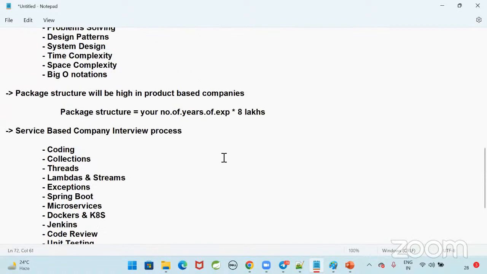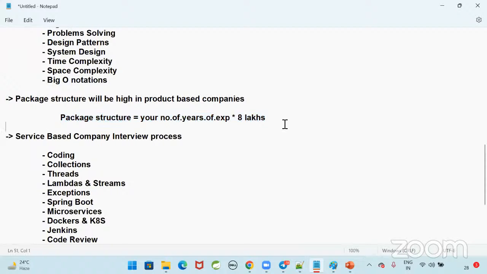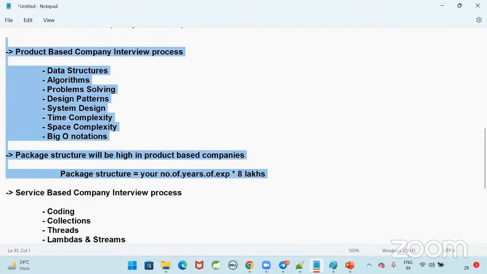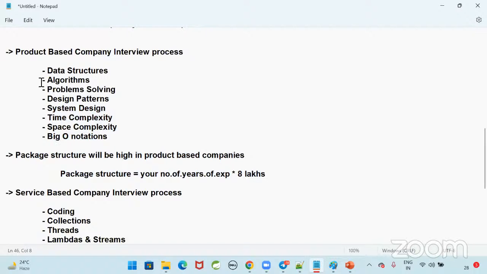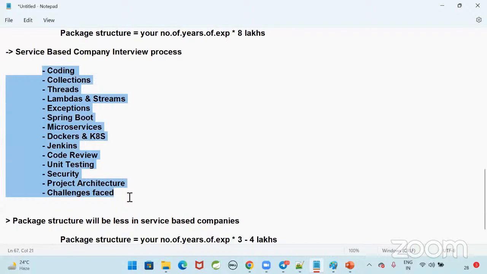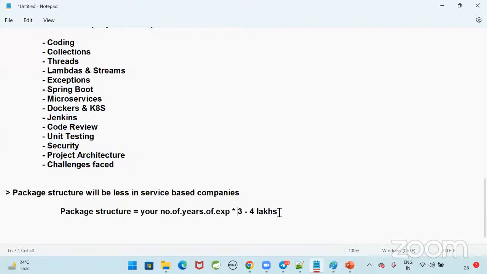But if you go for a product-based company with 3 years of experience, up to 20 to 25 lakhs they will offer if you crack the interview. But the interview process will be difficult. More coding rounds will be available in product-based companies. Technical discussion will be more in service-based companies. Project-related scenarios will be available. Package structure will be 3 to 4 lakhs based on your years of experience.